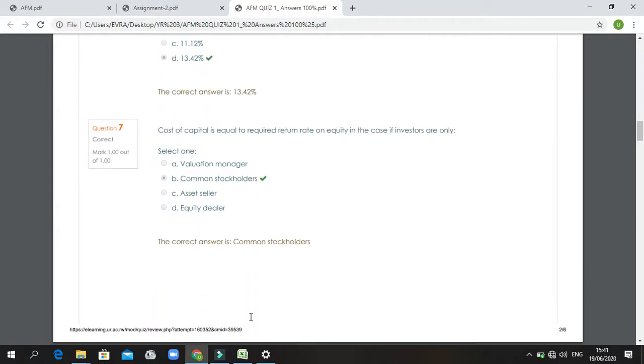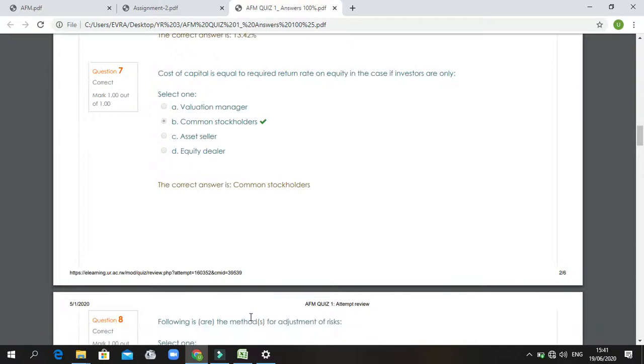Question 7 says that the cost of capital is equal to the required return rate on equity in the case of investors only. Here it means that if you invest in equity, you are going to get a return as a common stockholder. If you are a common stockholder, you are going to get a return on your equity. That's why it is B.